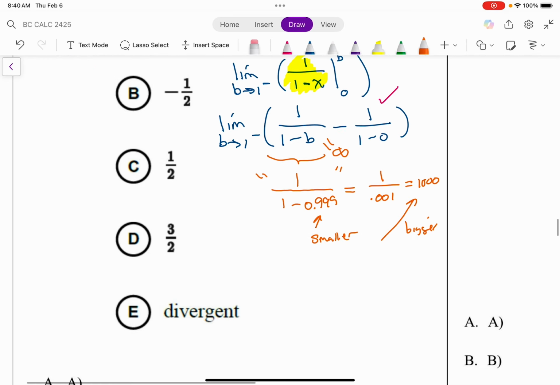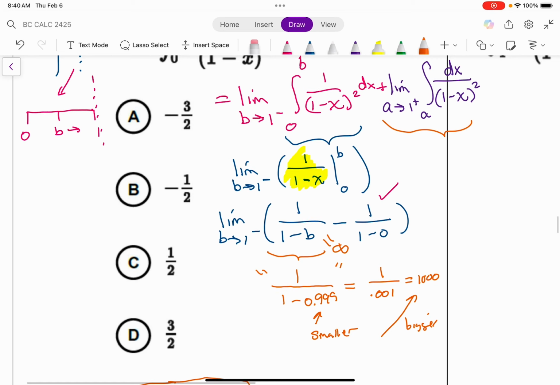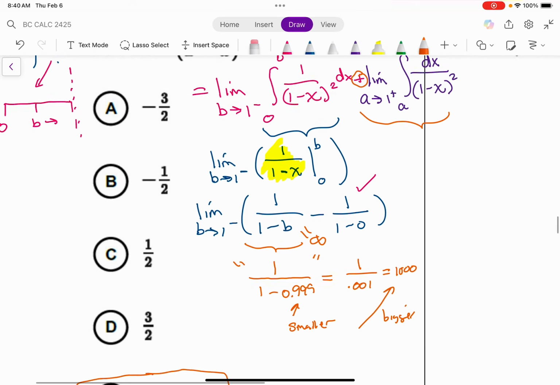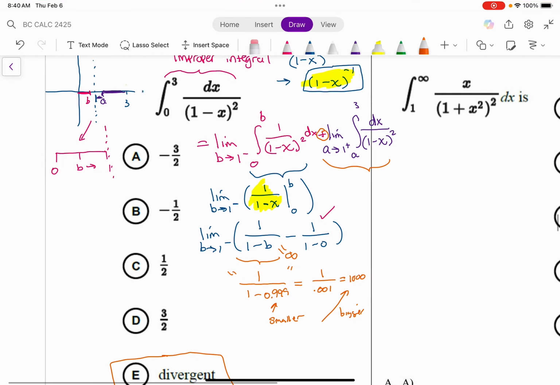So we select divergent. Notice I didn't even need to address the other one. As soon as one arm of a problem like this is infinity, you can just assert it. If we had gotten a number like 1/2, then we'd have to do the other one and see if we also got a number, and then we would add those numbers together. But in this case, we got infinity, so we select divergent.